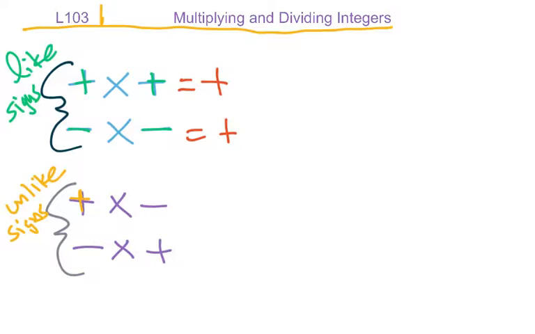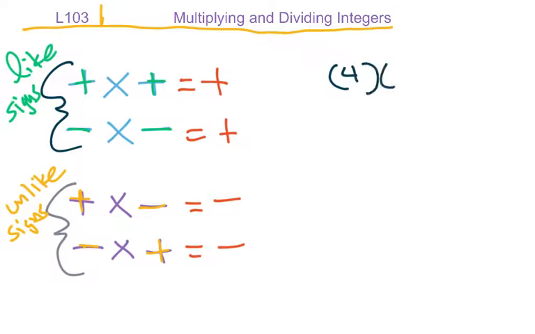So when I have a positive times a negative, if you remember from when we talked about this, or a negative times a positive, we know the result will always, always, always be a negative. The result will always be a negative, right? So a positive times a negative is a negative, or a negative times a positive. So just some basic examples.